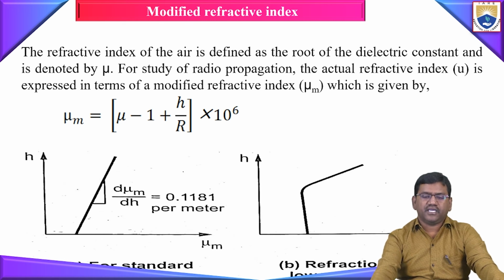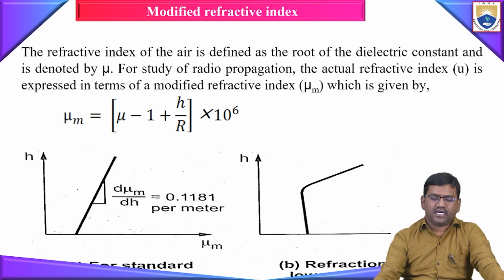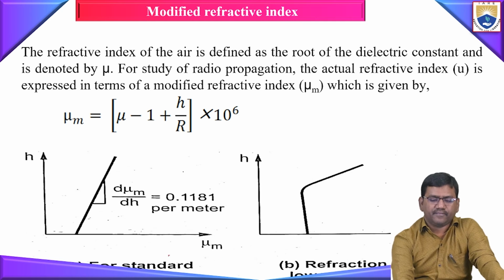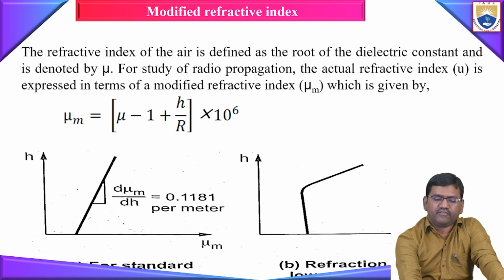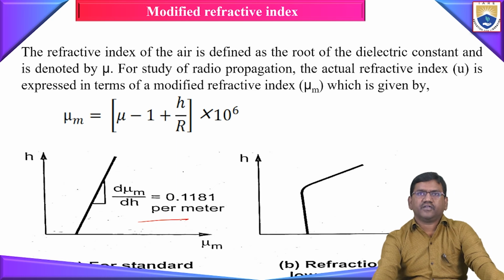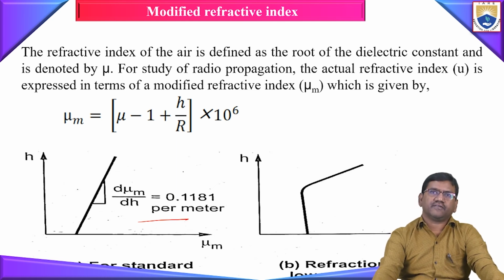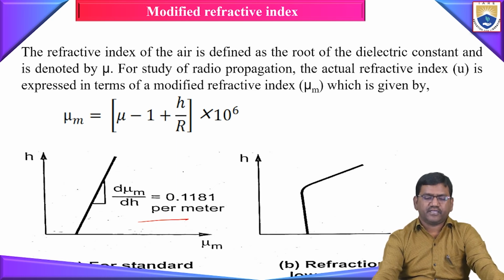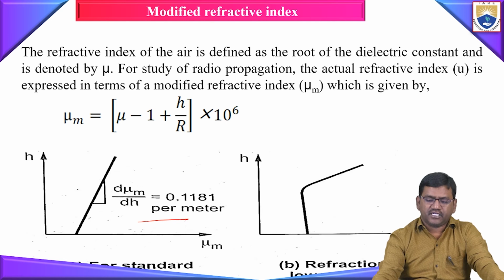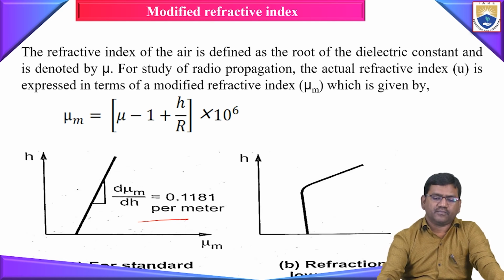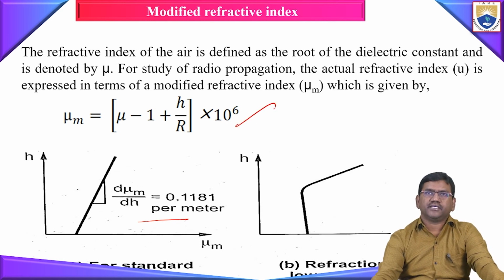The refractive index of air is defined as the root of the dielectric constant. The modified refractive index is given by M = (mu - 1 + h/r) x 10^6, and this is known as the standard atmosphere. A standard atmosphere is one where the variation of the modified refractive index with respect to height is 0.1181 per meter. So the modified refractive index expression is mu - 1 + h/r.